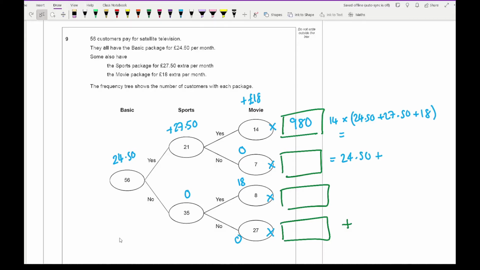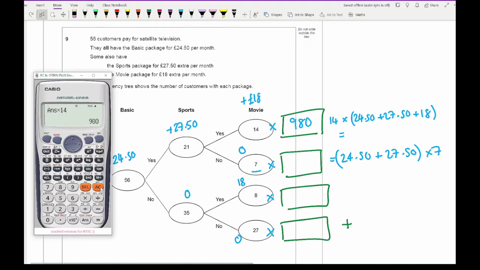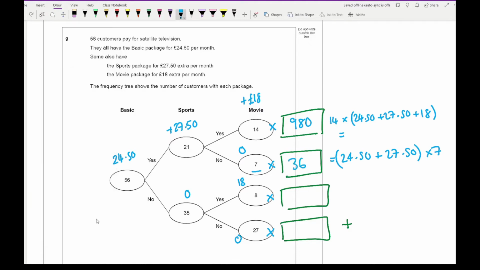Now for this second option, we need £24.50 plus £27.50, because they're the ones that haven't got the movie channels. So again, I need to multiply this by 7, because there are 7 people that have this package. So on the calculator, £24.50 plus £27.50. Now I don't really have to have the 0 after the 5, but I'm making it perfectly clear so you can see what I've done. Multiply that by 7, and we've got 364.